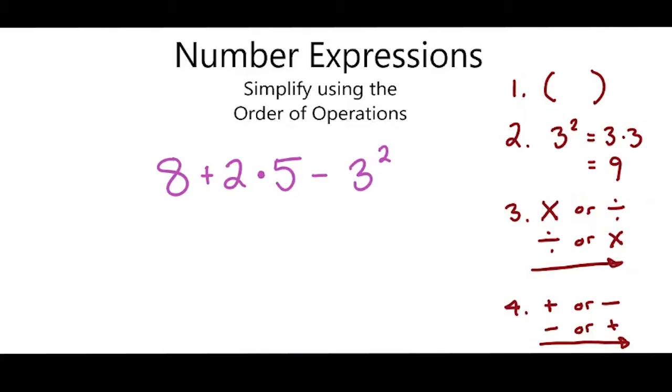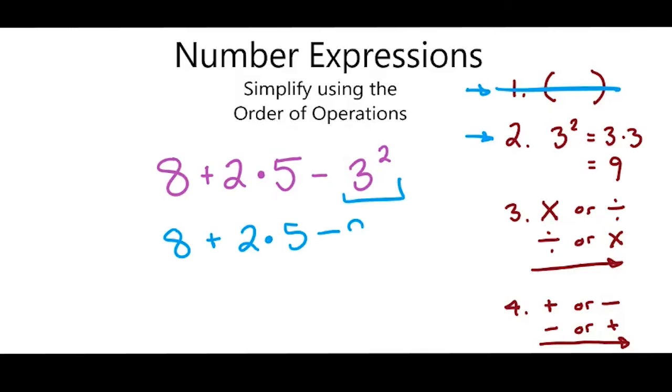So here I have the number expression 8 plus 2 times 5 minus 3 to the second power. So we'll go through and see, are there any parentheses? No parentheses. So we're done with step 1. Next we'll see, are there any exponents? And yes, I do have an exponent here. I have 3 to the second power. So we'll simplify that. So I'll rewrite the rest of the problem. 8 plus 2 times 5 minus, well, 3 squared is 9. So there are no more exponents.